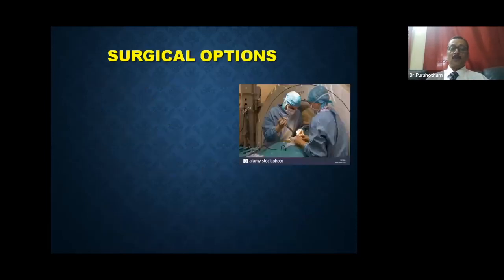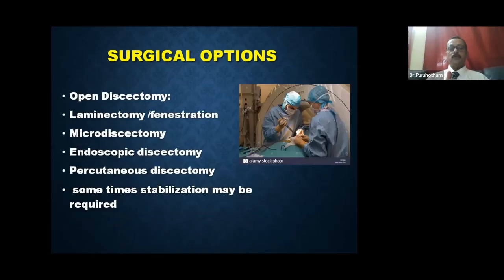So what are the surgical options we have? Open discectomy. This is what I was used to, I used to do laminectomy and disc release. Nowadays, the spine surgeons are doing minimally invasive surgeries like fenestration, where they make a hole in the lamina and decompress the disc or the compressing material, microdiscectomy with a small incision, and endoscopic, which is not recommended, FDA has not approved.